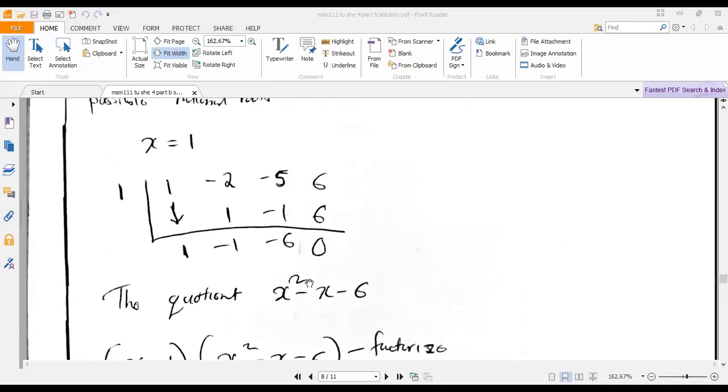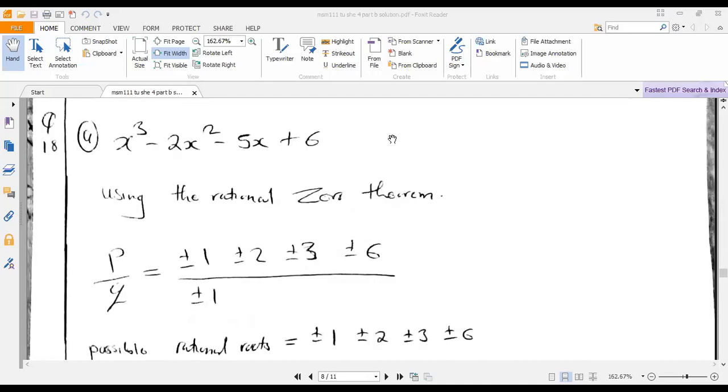That's how you go about solving this when you have not been given a factor at the start. Are we all together there?